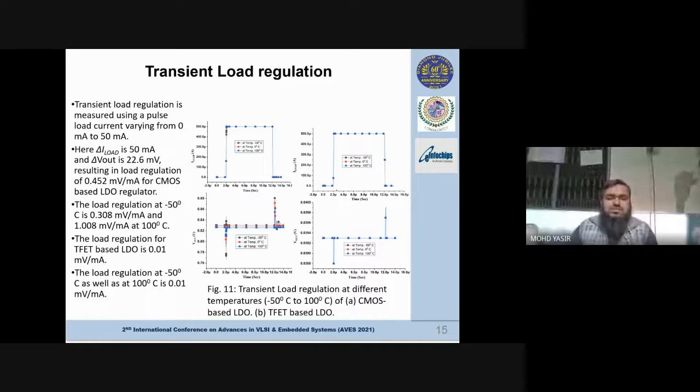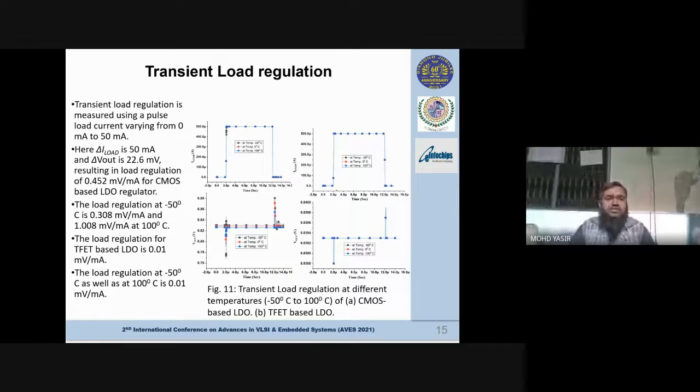These are the plots for transient load regulation. Transient load regulation is measured using a pulse load current varying from 0 milliamperes to 50 milliamperes. Here, delta I load is 50 milliamperes and delta V out is 22.6 millivolts, resulting in load regulation of 0.452 millivolts per milliampere for CMOS based LDO regulator.